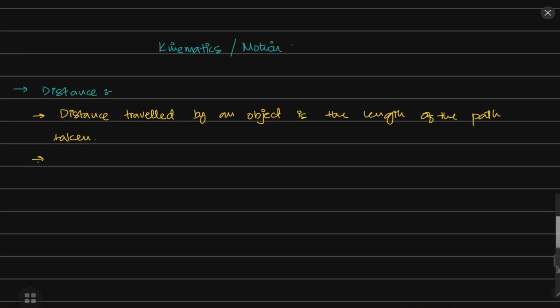Now, the SI unit for distance is going to be once again meters, because it's just a measure of length. And once again it is a scalar quantity. Why is it a scalar quantity? Because it only has the magnitude, as in how big or how small it is. It does not tell you about the direction, which is why we're not going to categorize it under vectors.